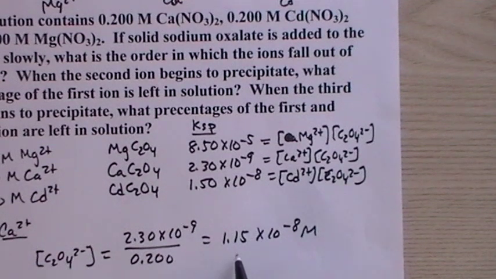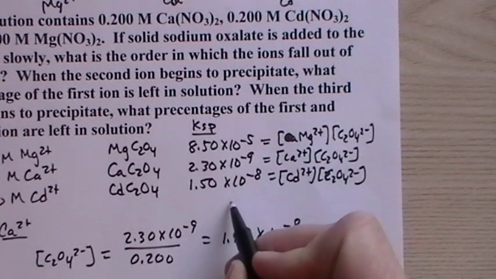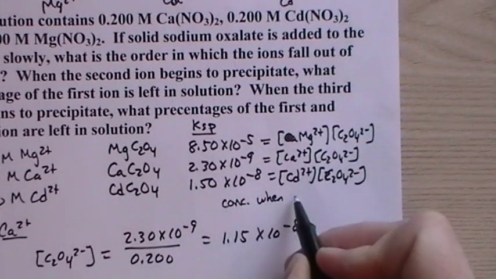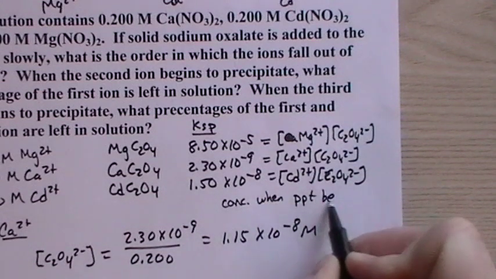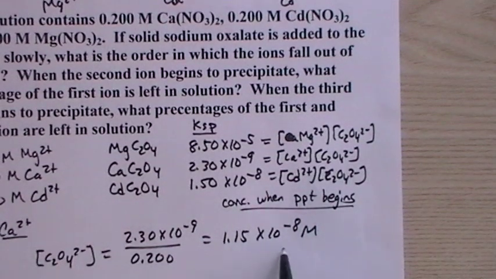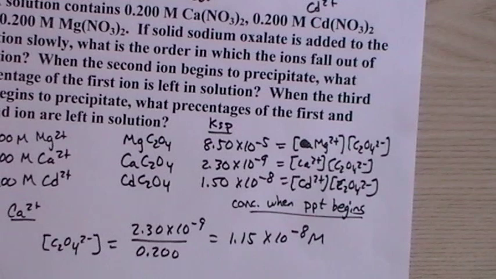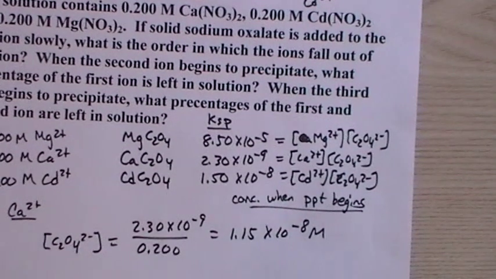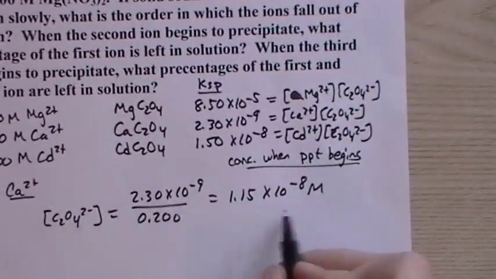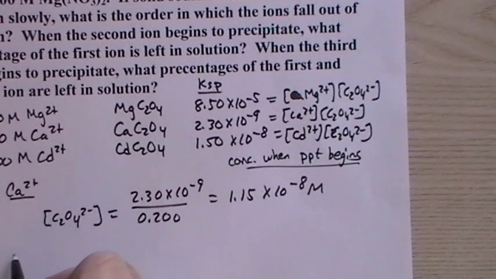So this is the point. This is the concentration when precipitation begins, just as it begins. You could say it's actually slightly larger than this when the precipitation comes out, but let's just go with that. Right at that point, you add in one more ion of oxalate ion, that's when it's going to fall out. So that's the concentration when the calcium will begin to fall out. For cadmium, we can figure it out as well.